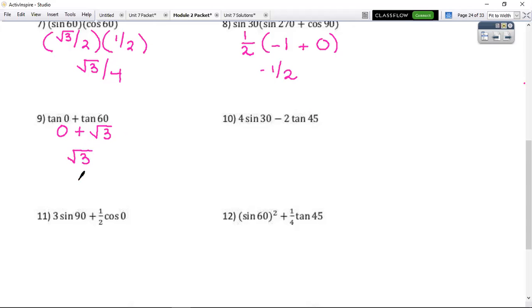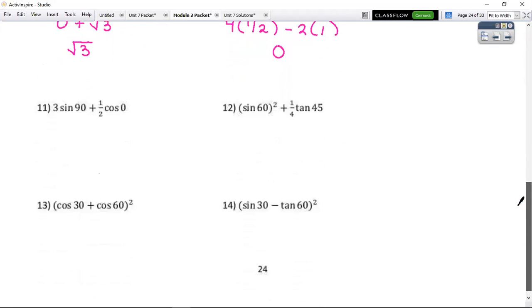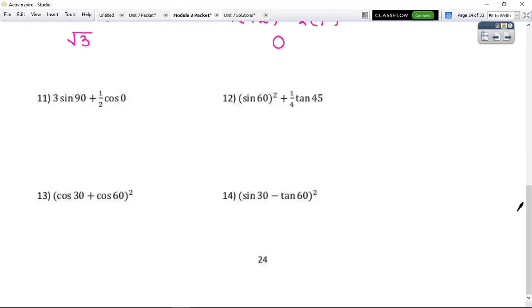All right, next value. So I have 4. The sine of 30 degrees is 1/2. Minus 2 times 1. So what is this, 0? Yep. So equivalent to 0. All right, skip down to 13. 13 is going to have some radicals that you have to work with a little bit.